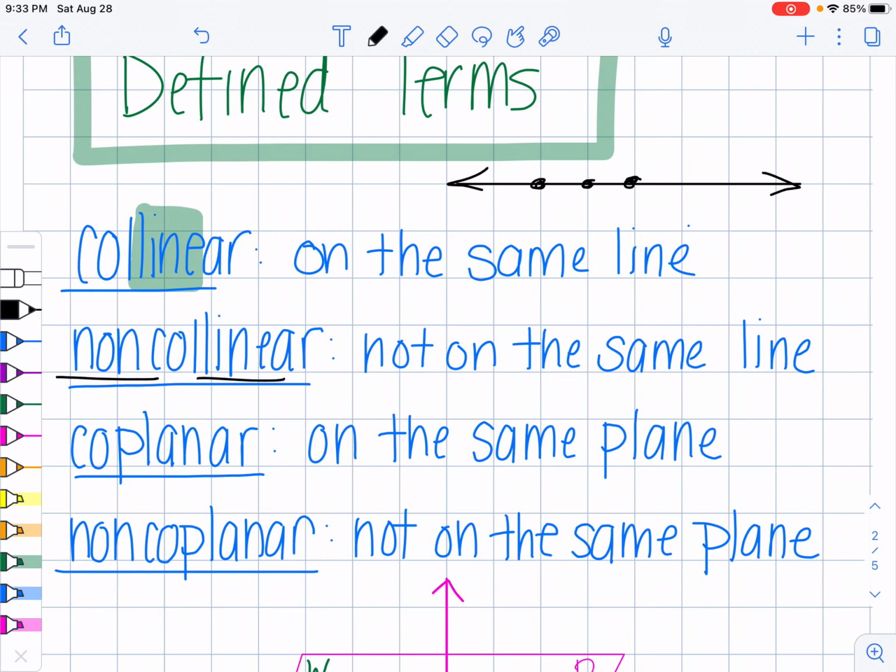Okay, non-collinear: not on the same line. So if I put a point up here, we'll call this W, W is not on line AB, not on the same line.